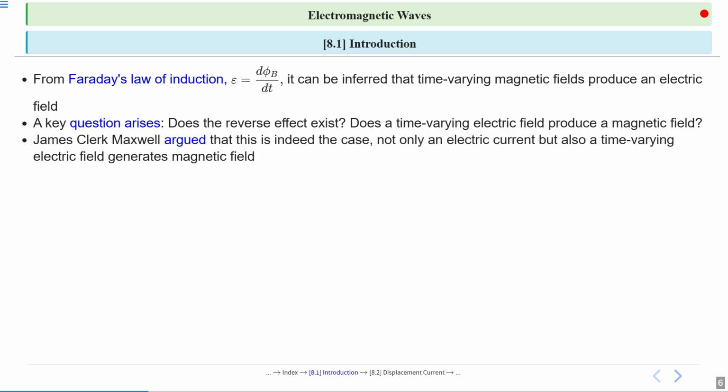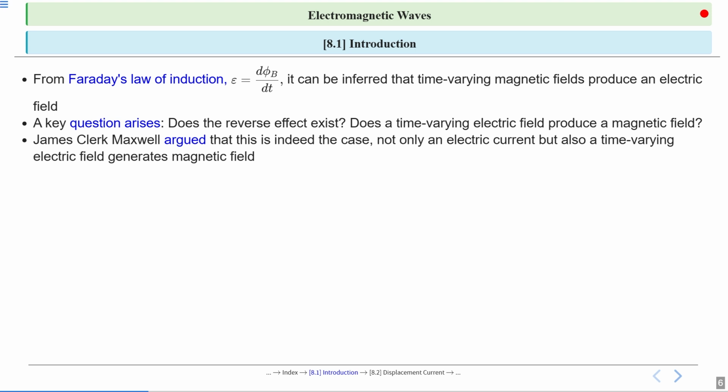James Clerk Maxwell argued that this is indeed the case. Not only an electric current, but also a time varying electric field generates a magnetic field. Maxwell also unified the laws of electricity and magnetism, and these are called Maxwell's equations. I gave you some idea about Maxwell's equations in the chapters magnetism and matter and moving charges and magnetism. Now we are going to discuss these equations in detail.